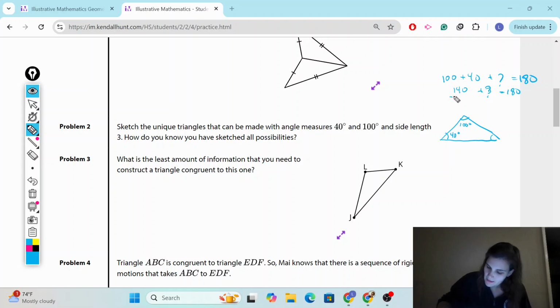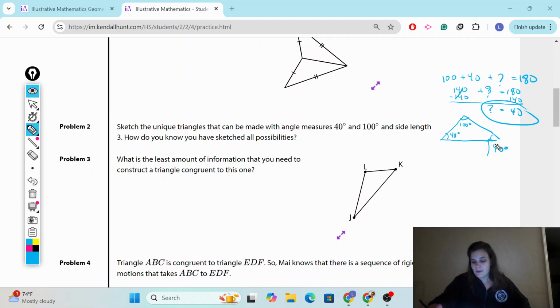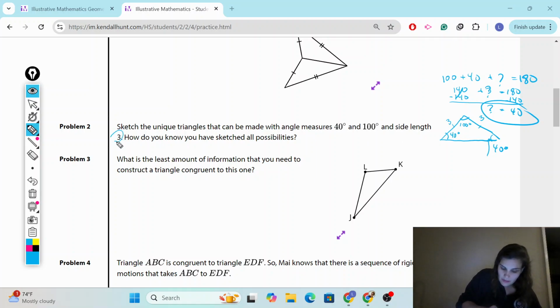That's a question mark. I'm going to subtract it from both sides. And you might be able to do this in your head, which is fine. This might be obvious to you. And I know that this missing angle is 40 degrees. This tells me that this right here is an isosceles triangle, so this side and this side are exactly the same. So if this side is 3, then we also know that side is 3. But is that the only option for a side length of 3?